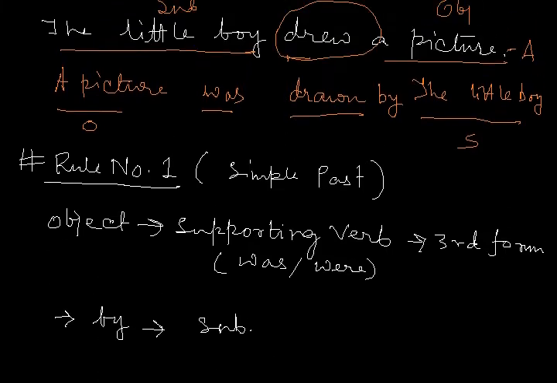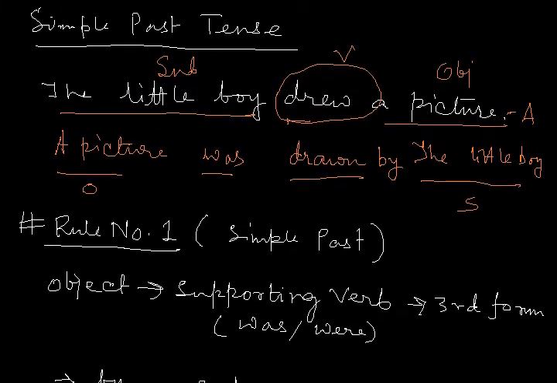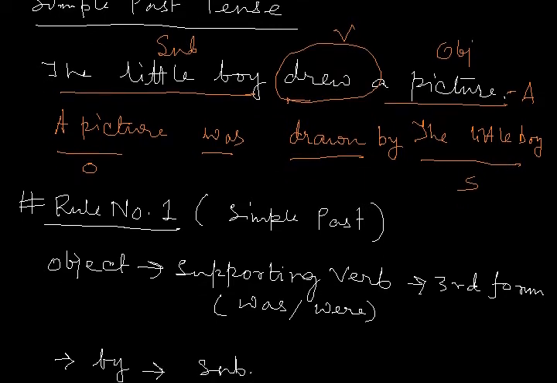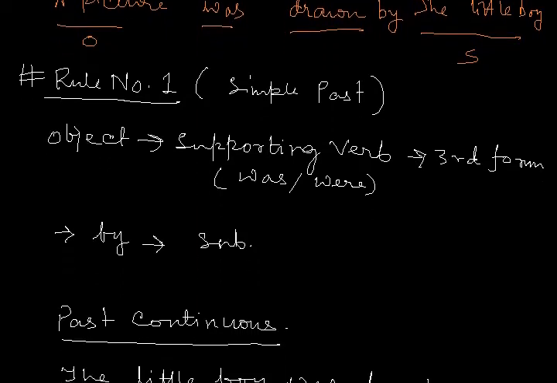Now here we have used was because a picture, this is singular, right? This is singular. If there was pictures, then it would have been were. Pictures were drawn by the little boy. So this is the rule for simple past tense.